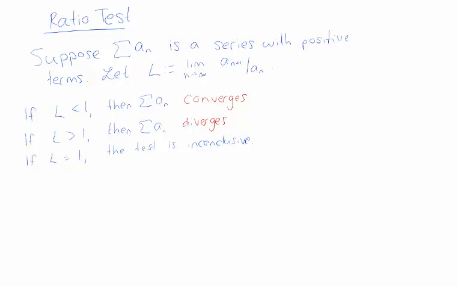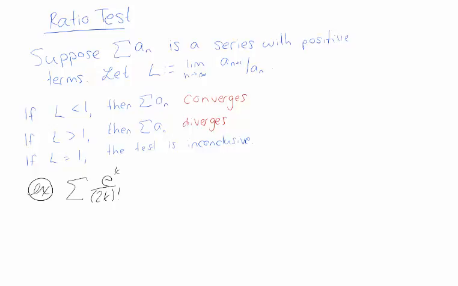What we're doing is trying to figure out, as I move from term to term, in the very, very long run, what the ratios between my terms are going to look like. If the limit is less than 1, your series converges. If the limit is greater than 1, your series diverges. But if the limit is equal to 1, you don't know. The test is inconclusive, it doesn't tell you anything.